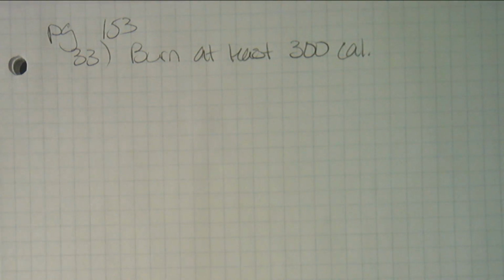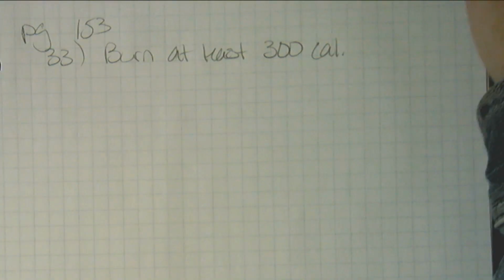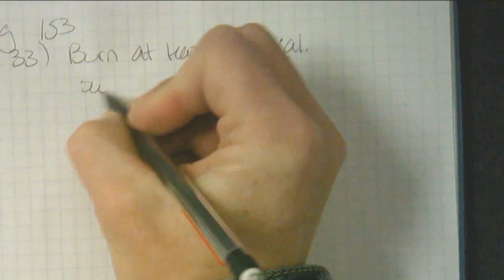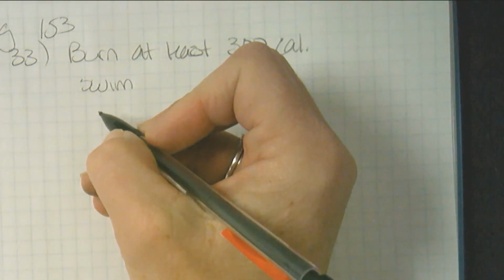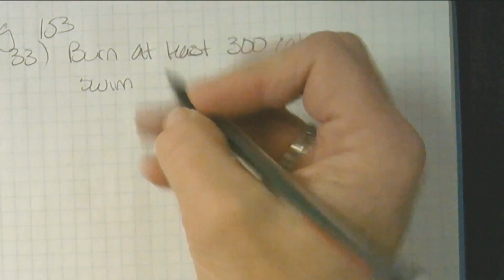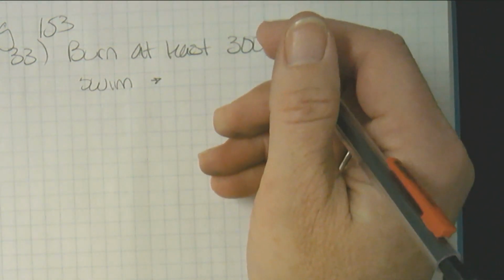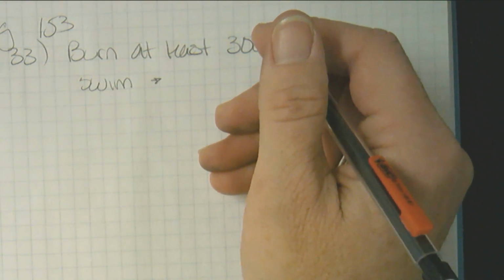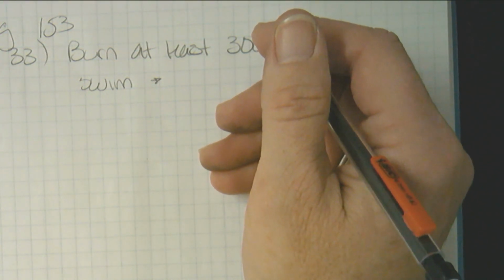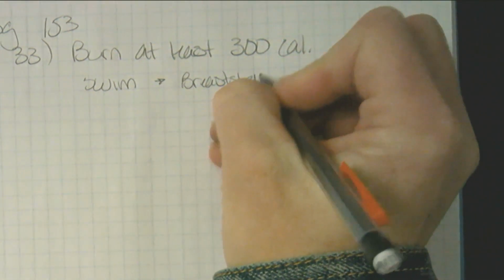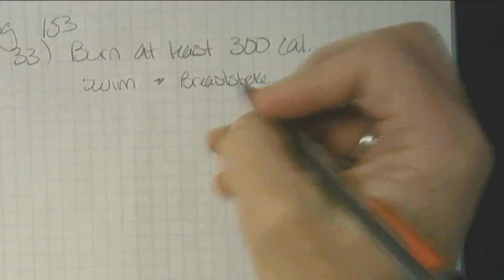That you just do. All right, so we want to burn at least 300 calories. All right, we are swimming. And we are swimming, but we have two different ways. So this is a little different only in that it's just swimming, but it's two different things. So it's the same idea as what we had on our test. All right? So we have breaststroke, and we have backstroke.